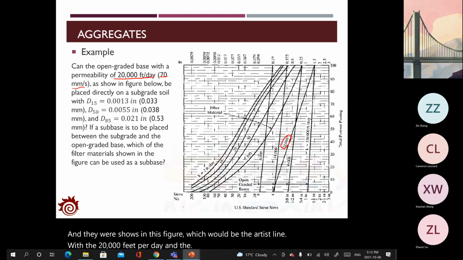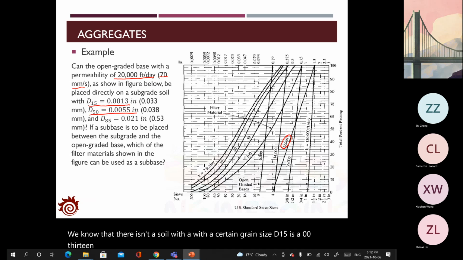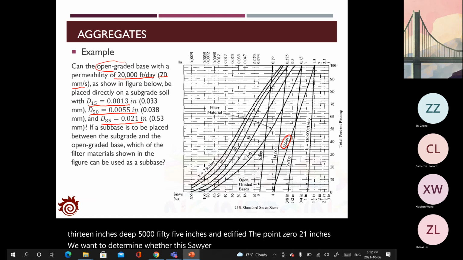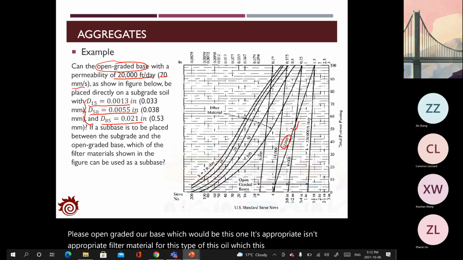We know that there's a soil with a certain grain size. D15 is 0.0013 inches, D50 is 0.0055 inches, and D85 is 0.021 inches. We want to determine whether this aggregate, this open graded base, which would be this one, is an appropriate filter material for this type of soil, with these three values.